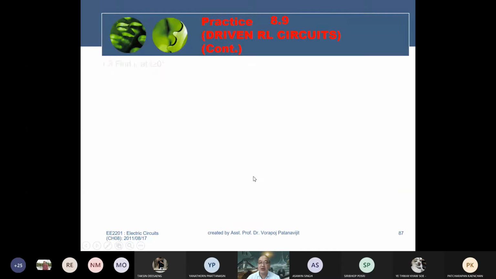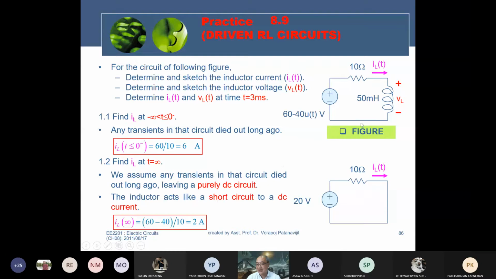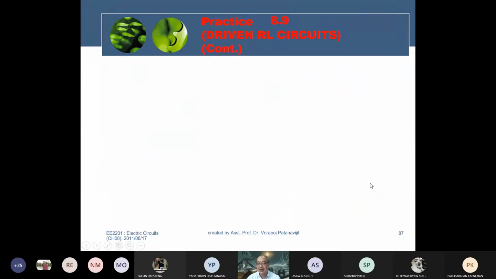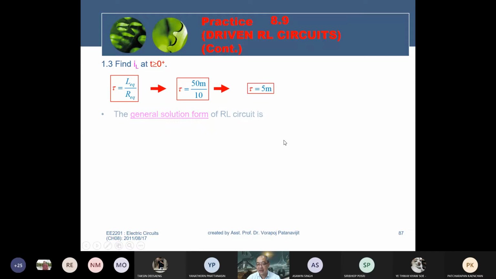Now we go to the third step. The third step is to determine the time constant first. In this case, the time constant equals the equivalent inductor divided by the equivalent resistor. The equivalent resistor is 10. The equivalent inductor is 50 millihenry. Therefore, 50 millihenry divided by 10 gives you 5 milliseconds.